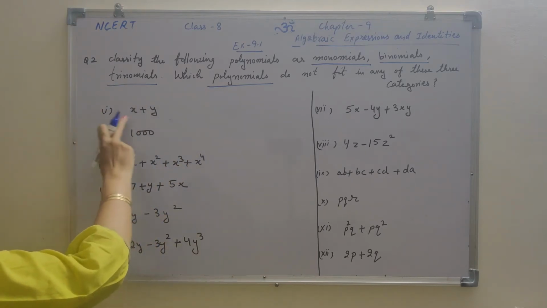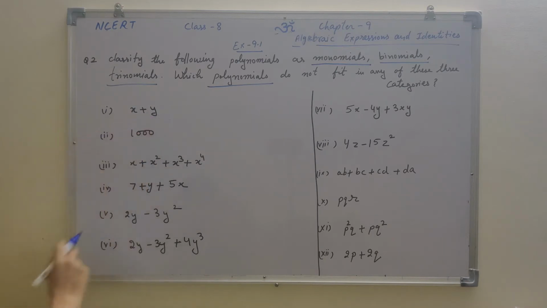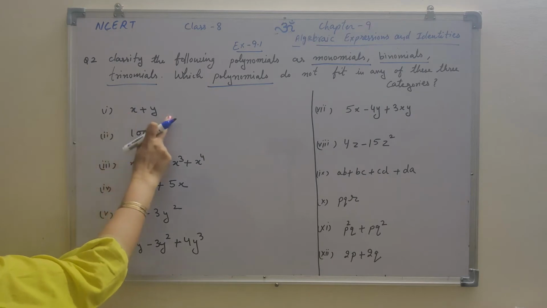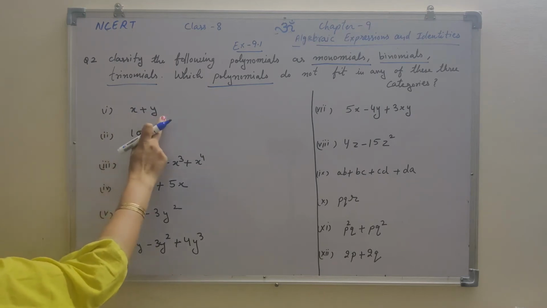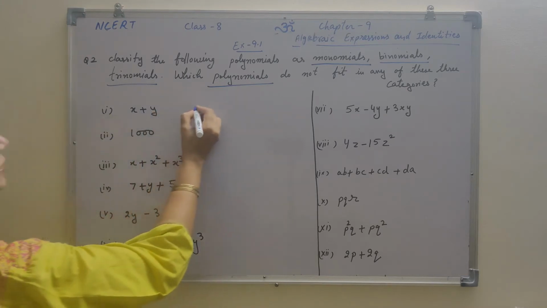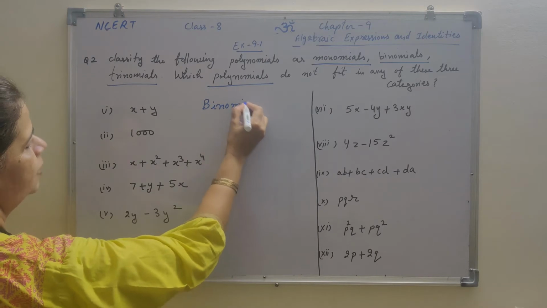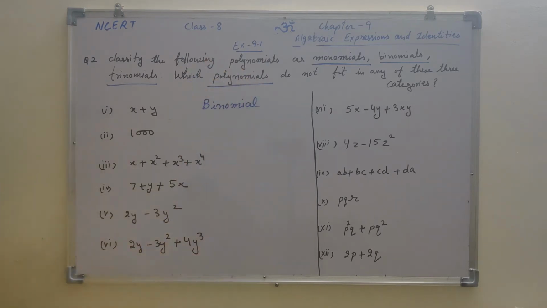We will see our first part, which is x plus y. So here we have two terms, x and y. They both are positive terms. There are two terms, x and y, so we categorize it as a binomial. Binomial means two-term expression, and this is a two-term expression, so it is a binomial.